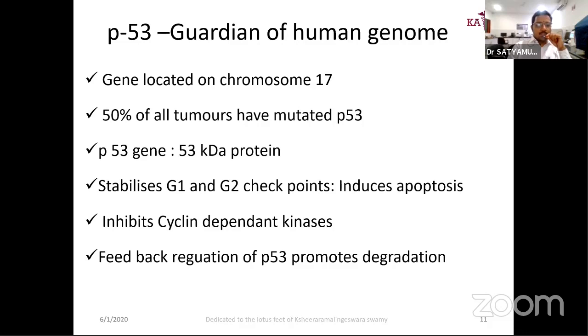Number one, the gene is located in chromosome 17. Which chromosome is having the p53 gene? It is chromosome 17. And 50% of all tumors, whatever tumors you are talking about, they have a mutated p53. And what is the product of p53? It is actually given the name p53 because it is giving out a protein of approximate weight of 53 kilodaltons. And it stabilizes G1 and G2 checkpoints. Okay, at G1, G2 checkpoints, if the cell is abnormal, it induces apoptosis.